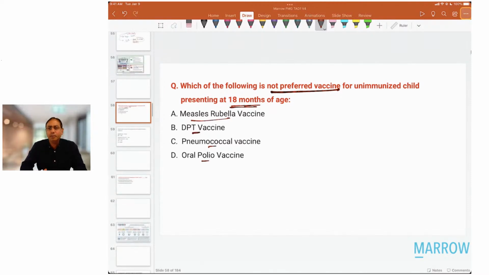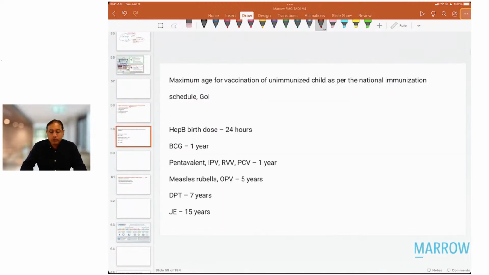But please remember that if a child is coming at 18 months of age, that is 1.5 years, and has not received vaccines, you should always remember by heart the maximum age up to which we can give each vaccine. These are the vaccines and points that you should be remembering for your exam.